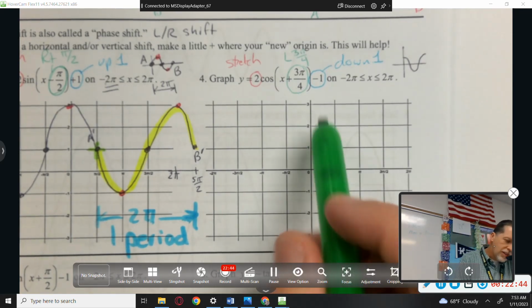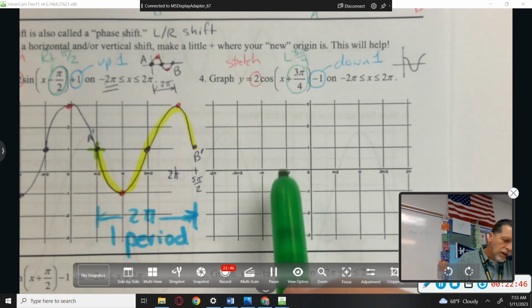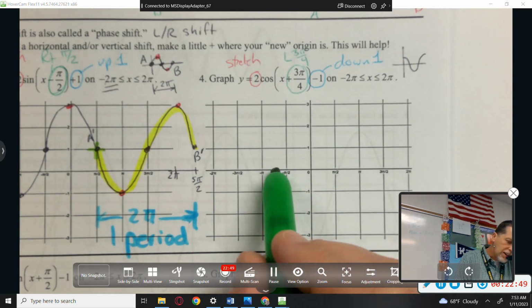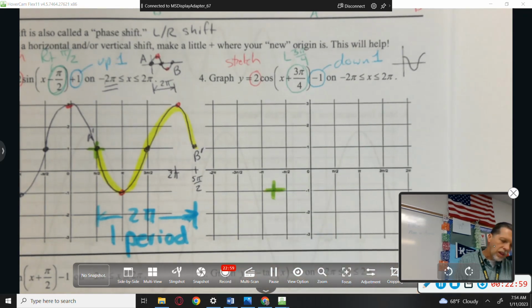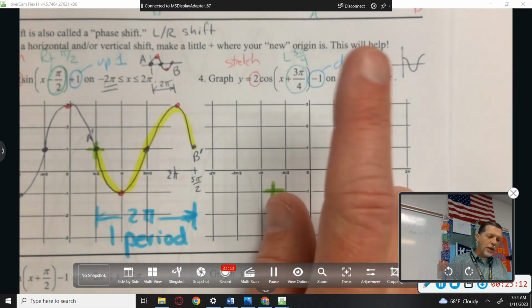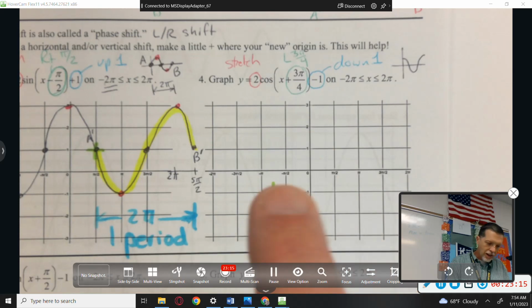Okay, left 3 pi over 4 and down 1. Ooh, 3 pi over 4 is not even on the graph, so I got to know where it is. And down 1. So there's my new starting point, my new origin. The nice thing about finding the new origin is now I don't really have to worry about the 3 pi over 4 and the 1 because I already handled that.